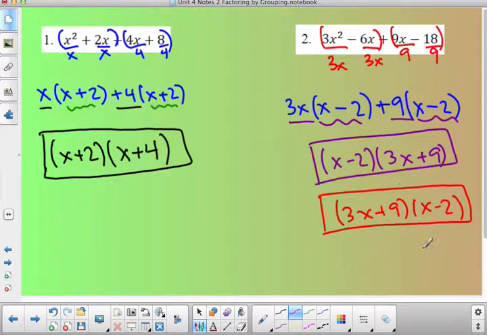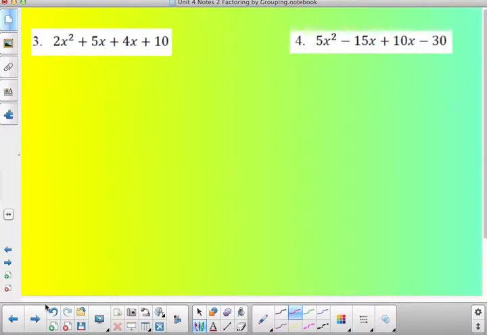Because if I were to put this all back together in FOIL, we all remember FOIL, first, outside, inside, last, I would get the same answer. First, outside, inside, last. So it doesn't matter which order I write the 2 factors in. Let's try another example. So number 3, I have 2x squared plus 5x plus 4x plus 10.